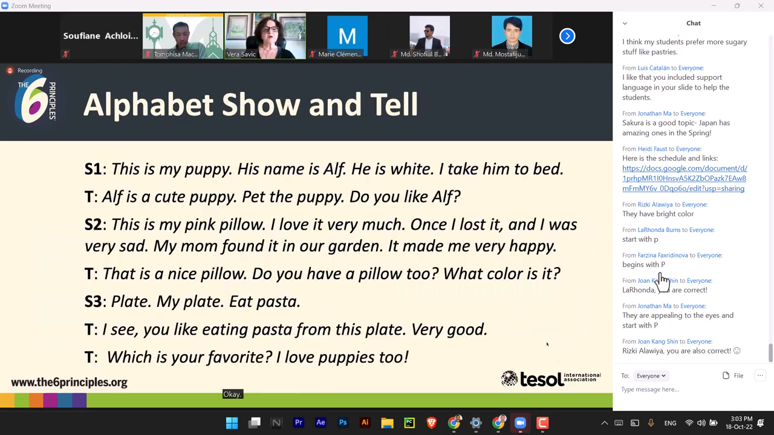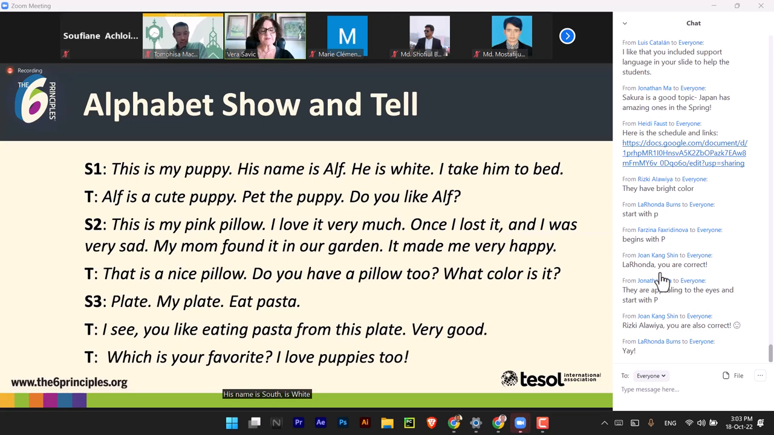Okay, so three students are talking. Student one: This is my puppy, his name is Elf, he's white. I take him to bed. And here's the teacher's feedback: Elf is a cute puppy, pet the puppy, do you like Elf?